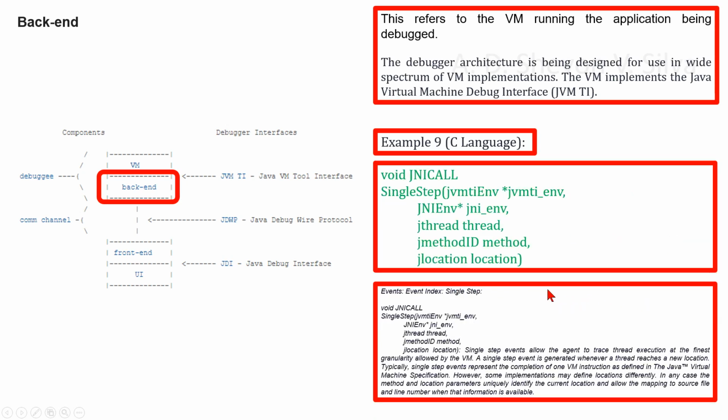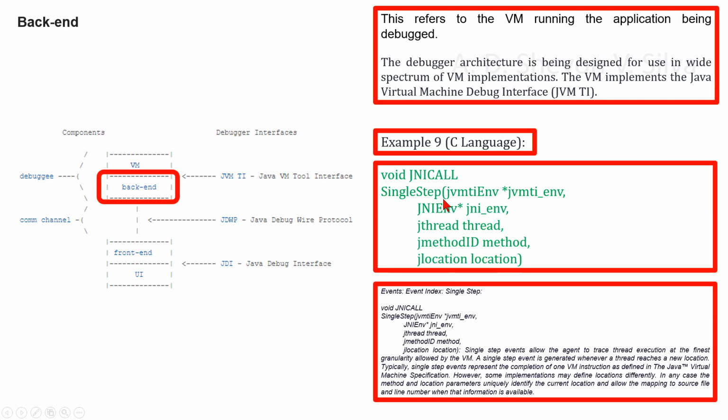Now we are considering single step in the event index in events. void JNICALL SingleStep(jvmtiEnv *jvmti_env, JNIEnv* jni_env, jthread thread, jmethodID method, jlocation location).